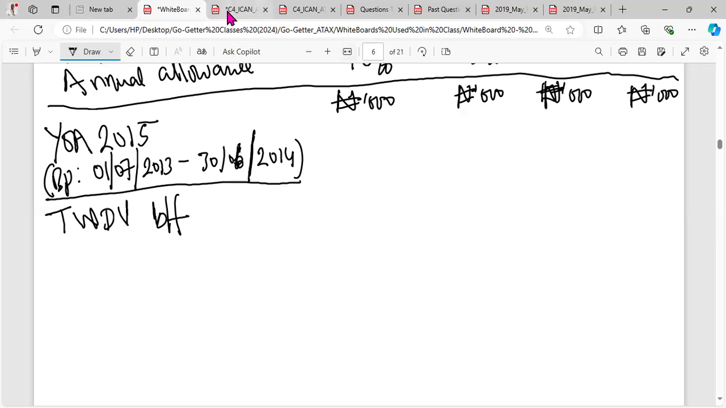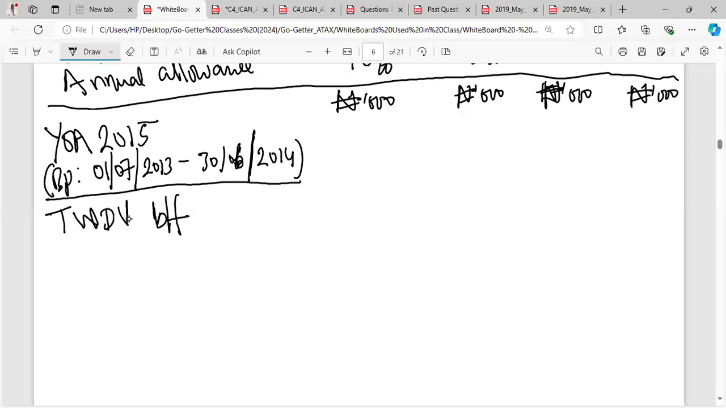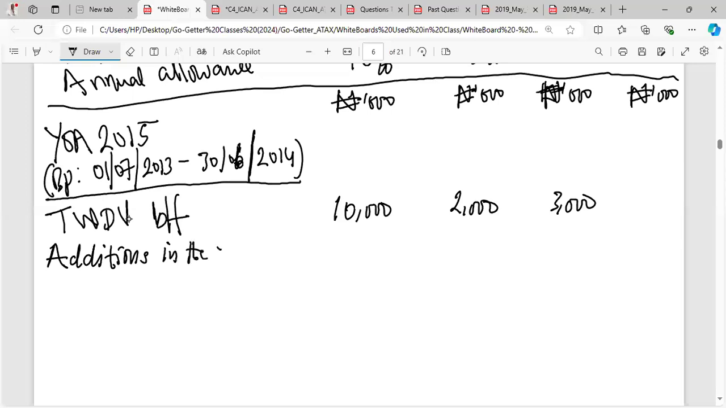Our brought forward is going to give us 10 million, 2 million, and 3 million. So this is your tax written down value brought forward. Then we are told that we had additions. So we have additions in the year.